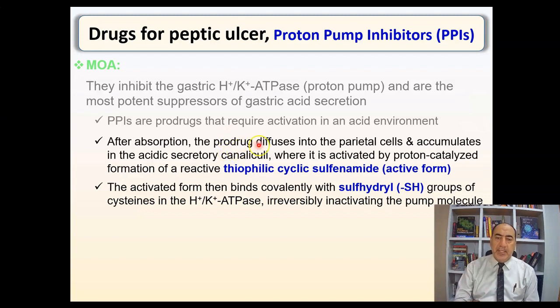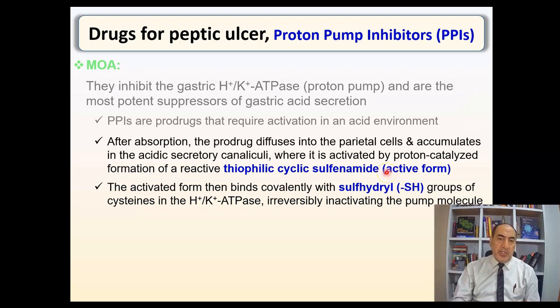After absorption, the prodrugs like omeprazole, lansoprazole, diffuse into the parietal cells in the stomach and accumulate in the acidic secretory canaliculi, where they are activated by proton catalyzed formation of a sulfonamide. So they need the H from the acidic medium to be catalyzed into the active form, which is the thiophilic cyclic sulfonamide. This is the active form. Thiophilic means that it loves sulfur groups. Cyclic, we'll see the structure in a moment, and it's a sulfonamide.